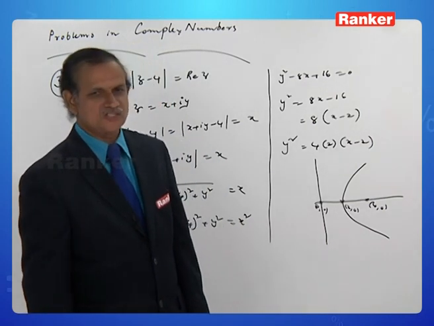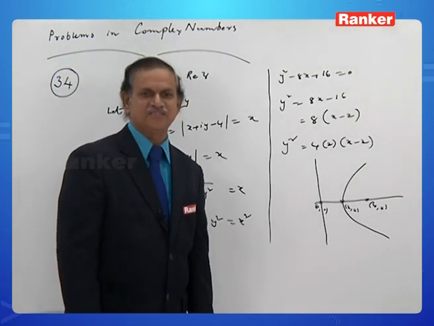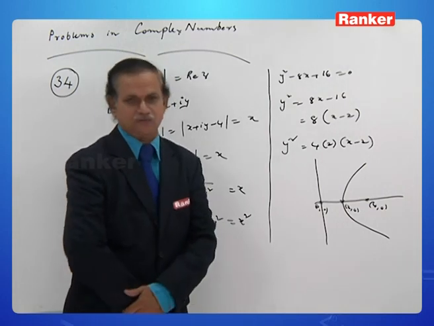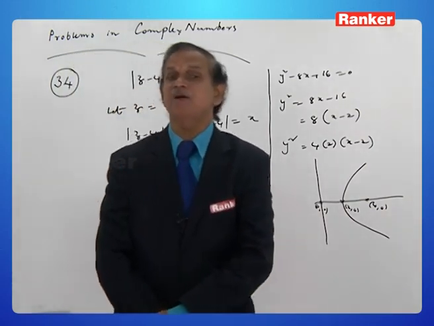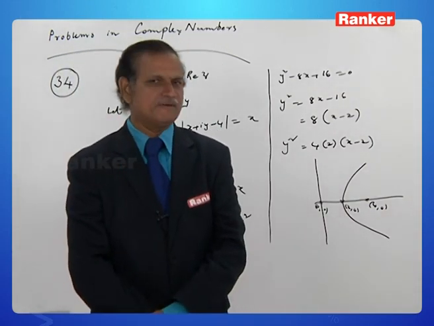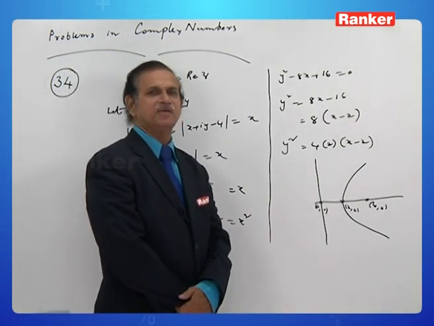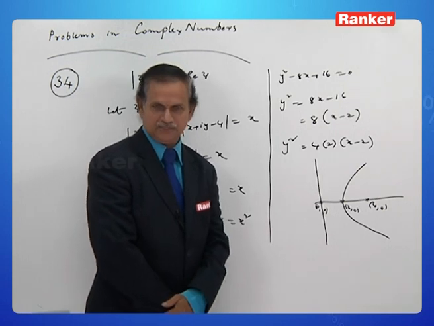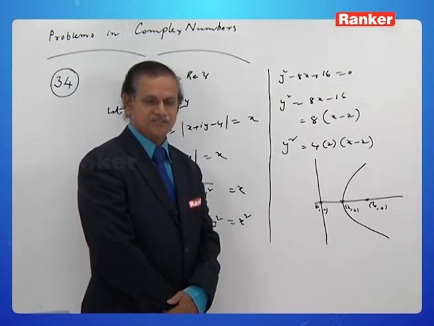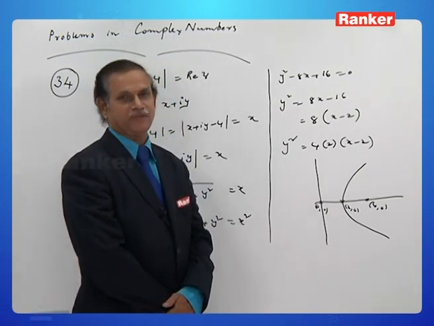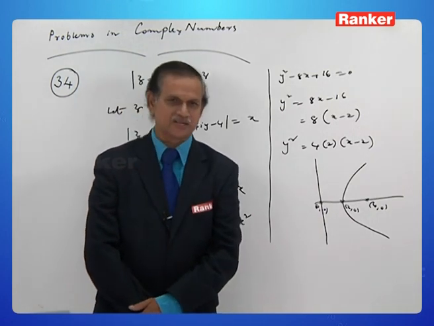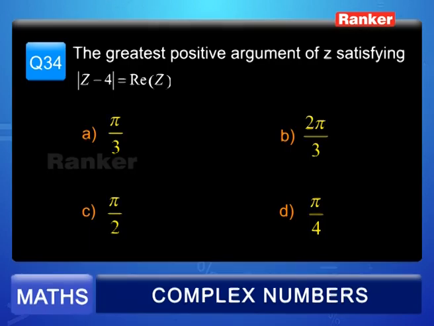Therefore, the largest angle, rather the greatest positive argument of z, is 45 degrees, or simply pi by 4, is the right answer. Here we could have made use of the properties of the parabola. Yes, from conic section, that is from parabola, you are supposed to make use of the property. The answer is pi by 4. The option D is the right answer.